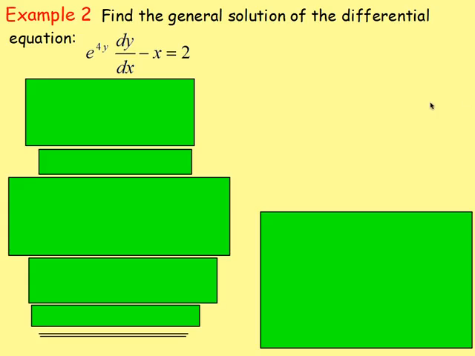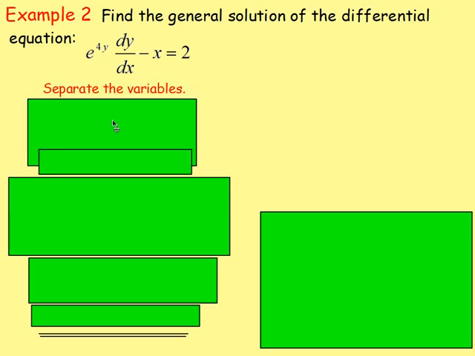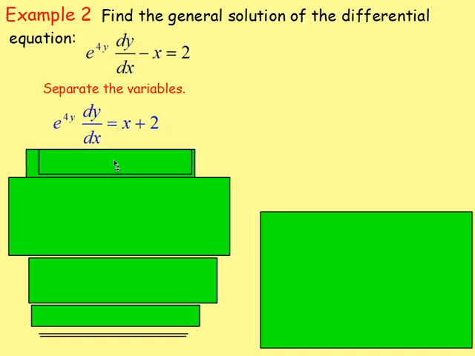Example 2, find the general solution of this differential equation. e to the power of 4y dy by dx take away x equals 2. Well, you know the first thing you have to do, Cameron, is separate the variables. So, separating the variables, how would you do that, Cameron? Perfect. Add x to both sides first of all. Therefore, we will end up with e to the power of 4y dy by dx equals x plus 2.